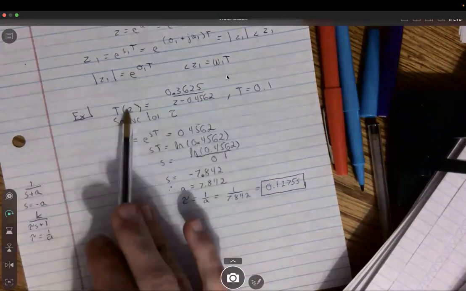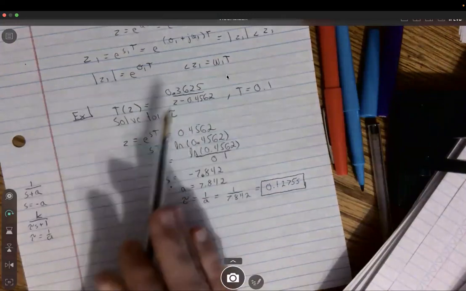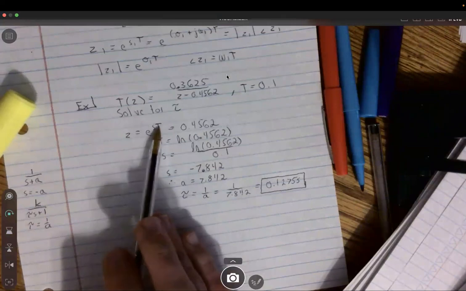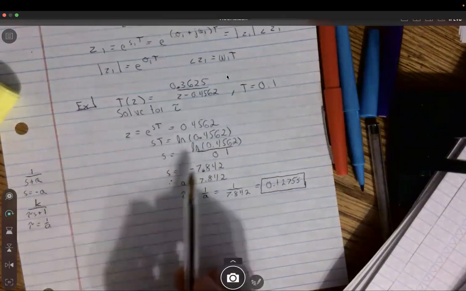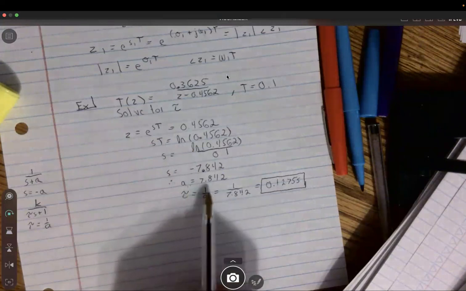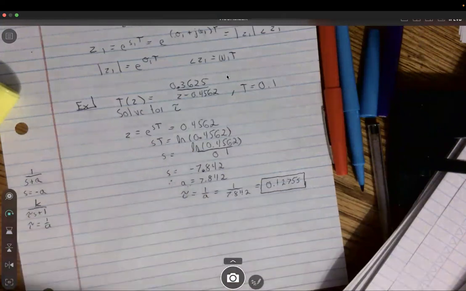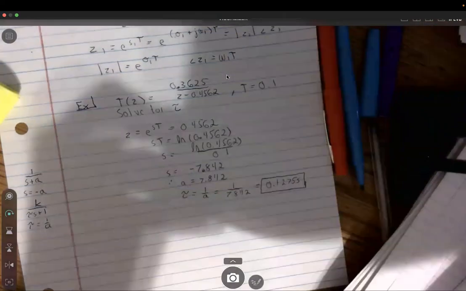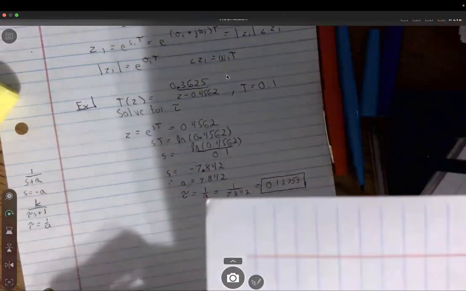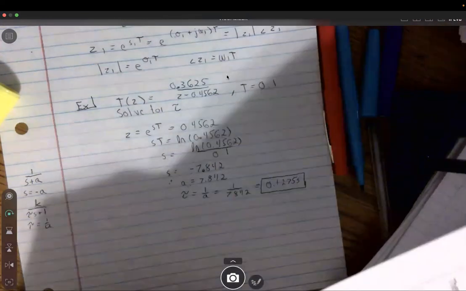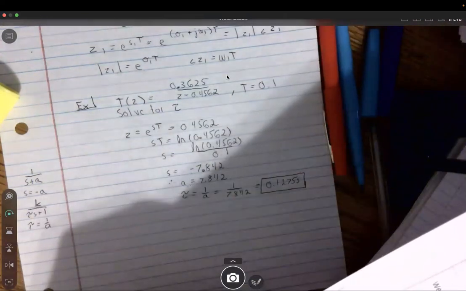So, supplied the transfer function, we know the pole occurs at Z equals e to the ST. Solving for s, remembering that s is equal to negative a, and we find a, 1 over a gives us tau. That's for a first order system. Okay, so now that we found the first order system, we're going to have to look at a second order system in particular.